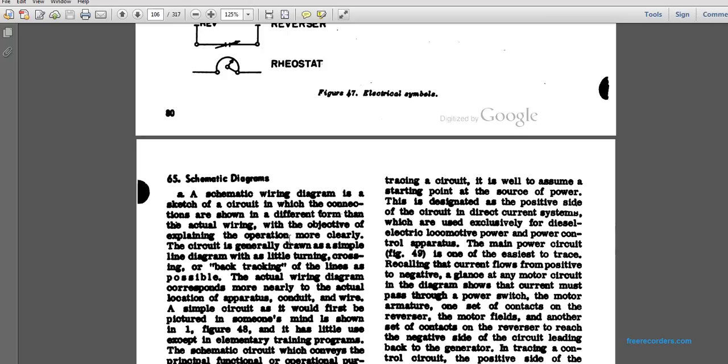In tracing the circuit, we will assume the starting point is the source of the power, designated with the positive post, to the side of the circuit of the direct current of the systems which are accessible for the diesel electric locomotive, the power of the control apparatus. The main power circuit is then one of the easiest to trace.